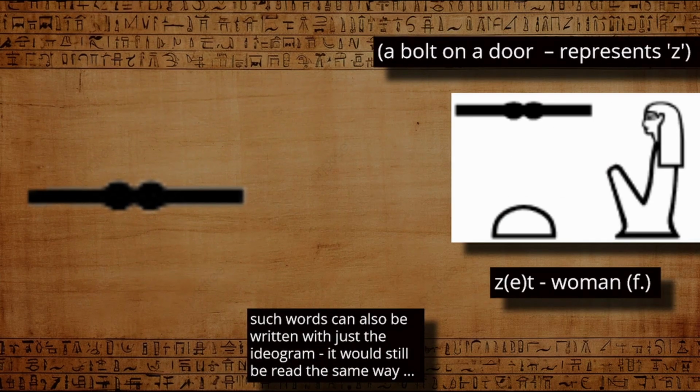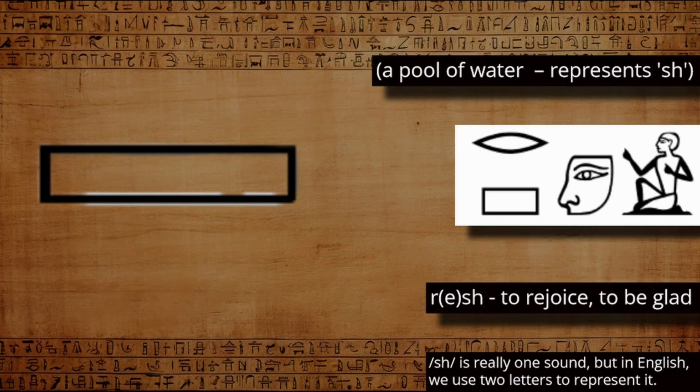With that, we can now read Z, with its ideogram at the end, a sitting woman, indicating that the word means woman. And yes, sometimes an ideogram can even stand alone and still represent the whole word and also keep the pronunciation intact. Just two more. This time we have a pool of water, which represents sh. Even though it looks like two letters in English, it's actually just one sound.